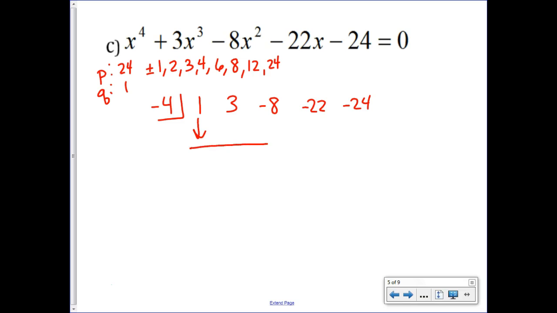So I'm going to bring down that 1. So I have, oh, that's a 1. So I have 1 times negative 4 is negative 4. 3 plus negative 4 is negative 1. Negative 4 times negative 1 is 4. Negative 8 plus 4 is negative 4. Negative 4 times negative 4 is positive 16. Negative 22 plus 16 is negative 6. Times negative 4 is positive 24.